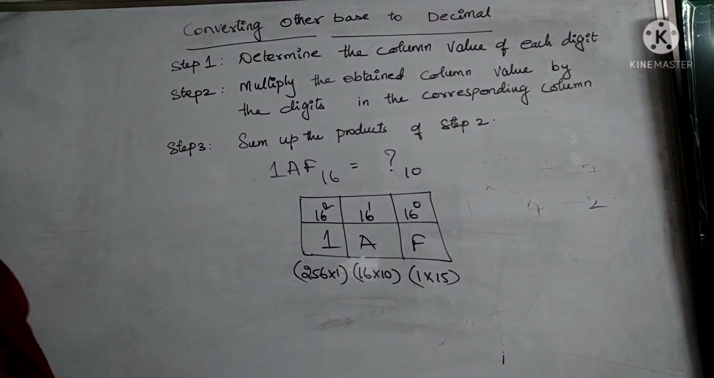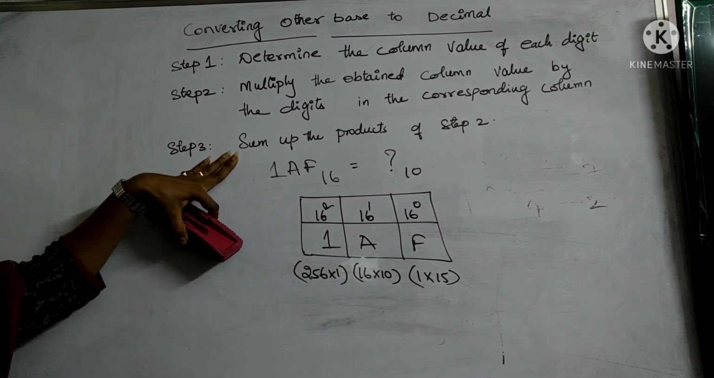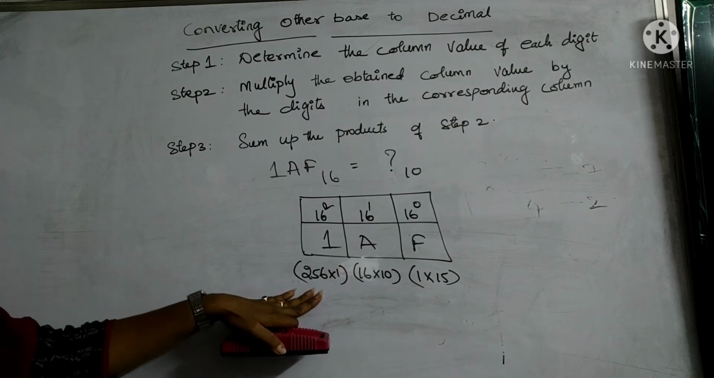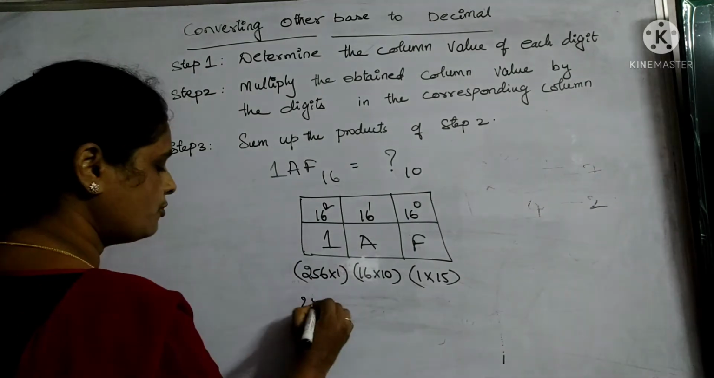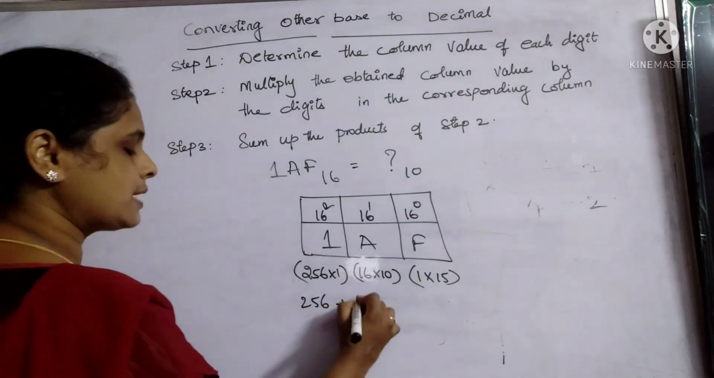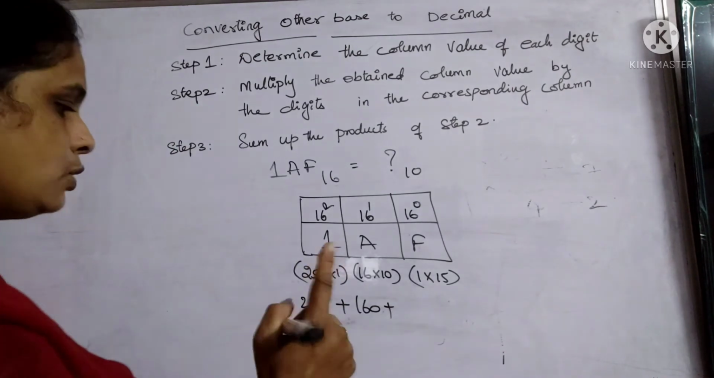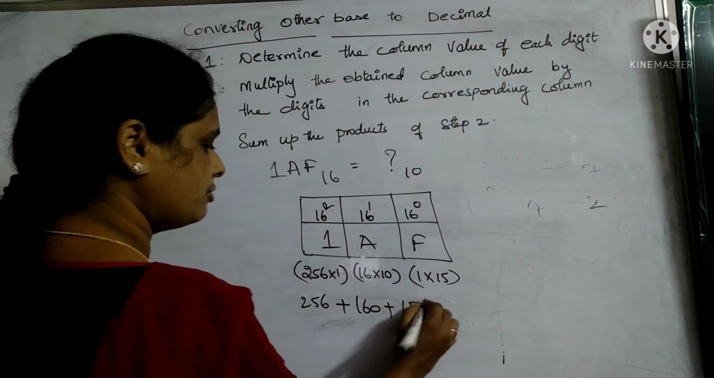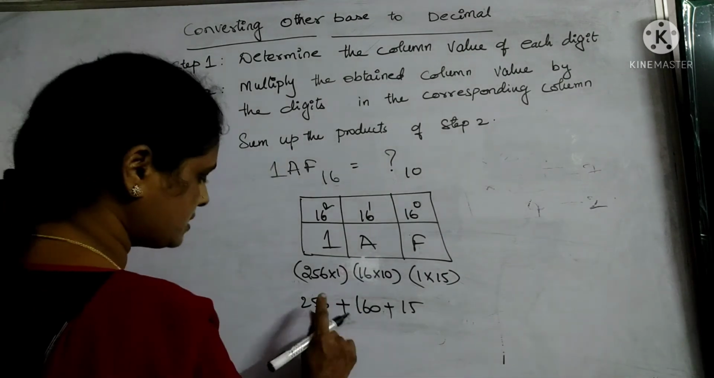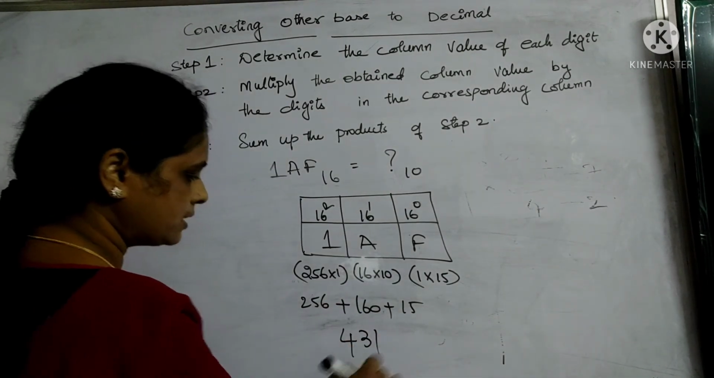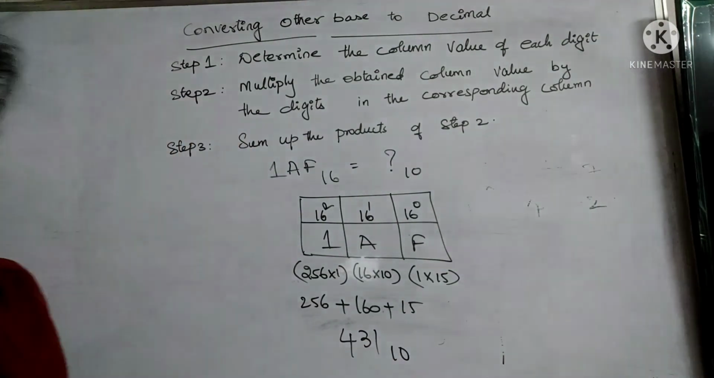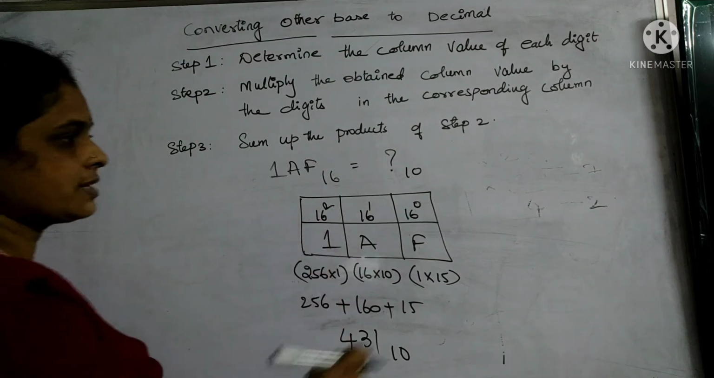This is step 2. Then coming to step 3, what should we do? We have to sum up the products which we obtained from step 2. So what are we supposed to do here? It is 256 into 1 is 256, plus 16 into 10 is 160, plus 15 into 1 is 15. Right? So in this case, the answer we get is 431. And this is in base 10.